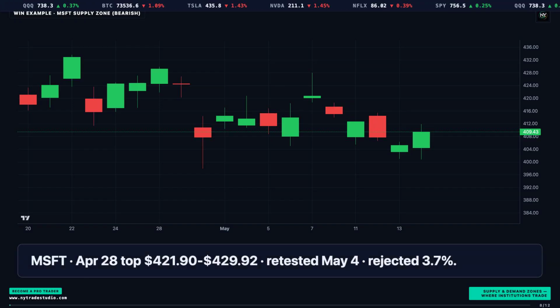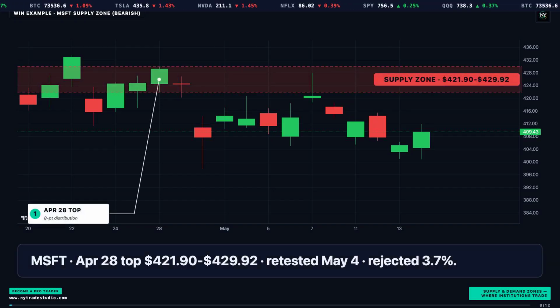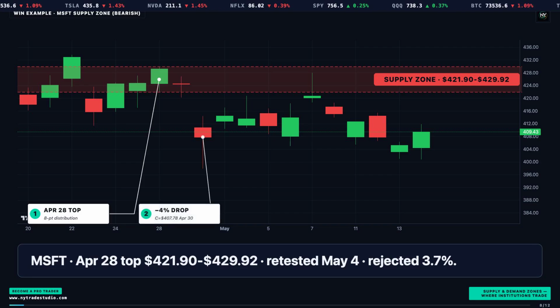Here's our supply example. Microsoft on April 28th, tight top, an $8 range between $421.90 and $429.92. That's classic institutional distribution. Then over the next 2 sessions, MSFT dropped, crashing to 407.78 by April 30th. That's a 4% decline in a single session, telling us the sellers were committed. After that came 4 days of weakness, followed by the climb back.